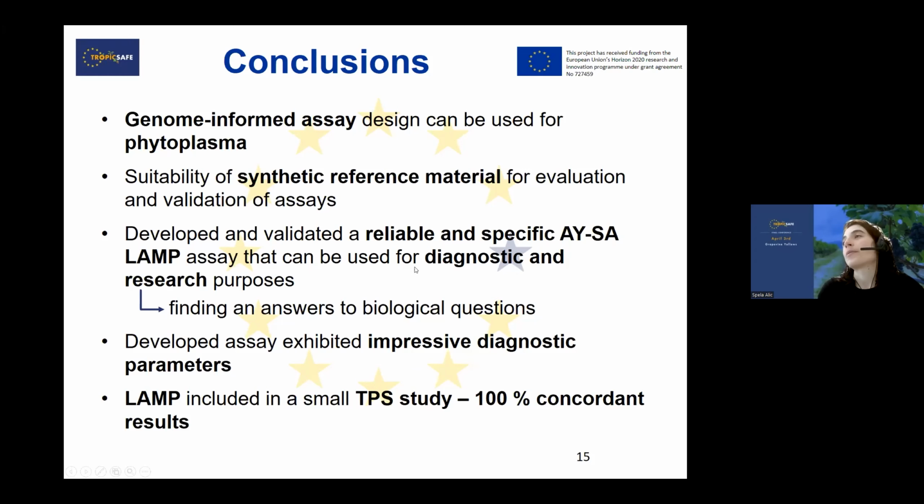Okay. So we developed and validated a reliable LAMP assay that enables specific detection of aster yellows from South Africa, and the assay can be used for diagnostic and research purposes. Therefore, it is useful to find answers to biological questions regarding this phytoplasma. The LAMP exhibited very good diagnostic parameters, especially specificity and also sensitivity. And we included the developed LAMP assay in a small test performance study, and it gave 100% concordant result, meaning that it proved to be very specific and reliable and quite robust.